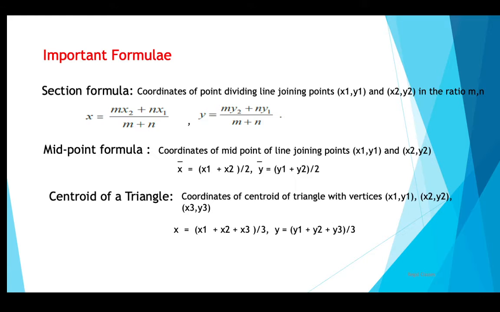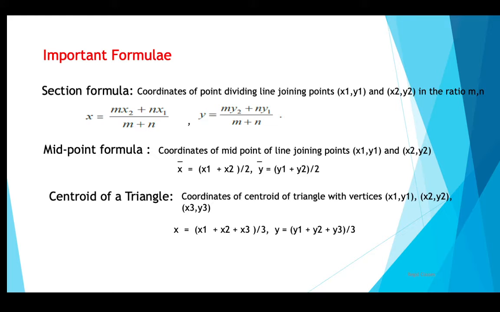If the ratio is 1 is to 1, that is m and n are 1 is to 1, then it becomes the midpoint of the line joining x1 y1 and x2 y2. This is the midpoint formula: x1 plus x2 by 2, and y1 plus y2 by 2.